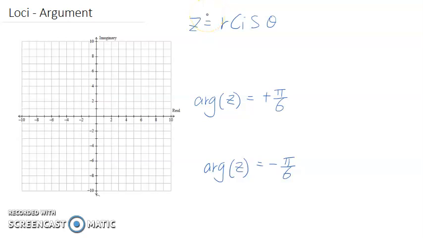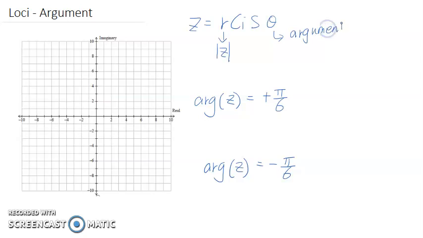Kia ora, year 13. In this video we're going to have a look at the visual representation of the loci for the argument of some complex numbers. Before we dive into that, let's have a look at the general complex number in polar form, which is r cis theta. This r represents the modulus of the complex number, and this theta we call the argument.